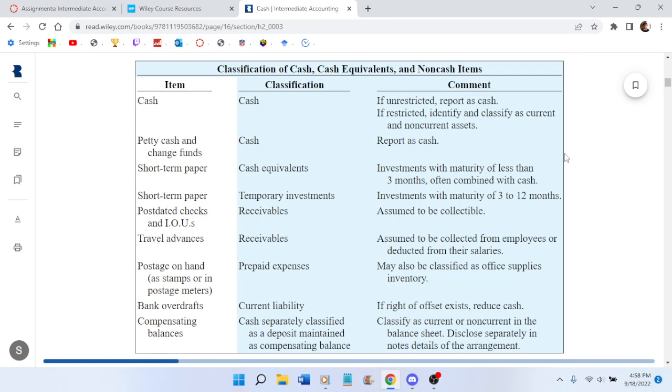What? Are you kidding me? How does that make any sense? Bank overdraft? Current liability. Some random exception. They say if right of offset exists, reduce cash. Compensating balances. Cash separately classified as a deposit, maintained as compensating balance. Classify as current or non-current in the balance sheet. Disclose separately in notes details of the approach.